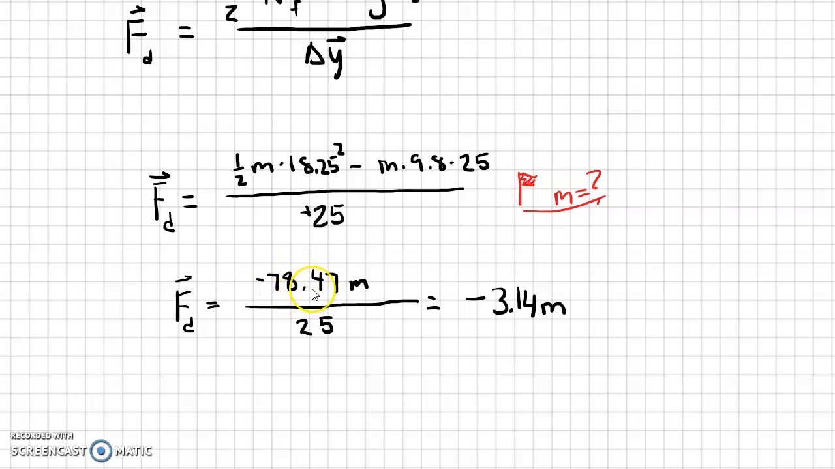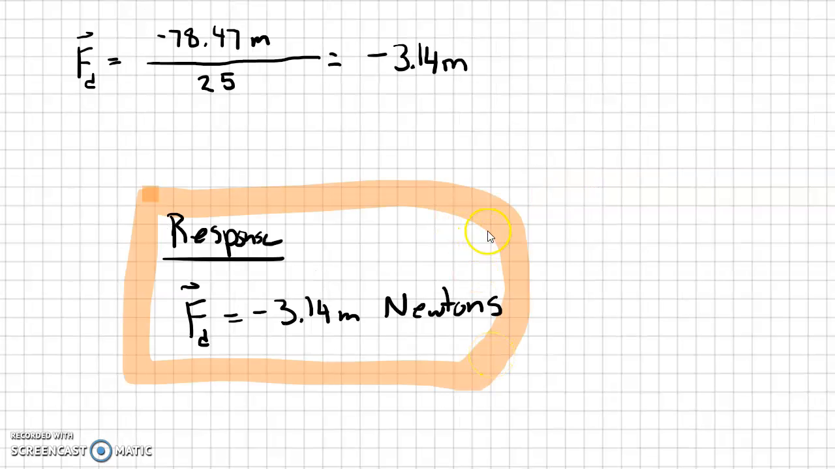So I do actually end up calculating this out, do the math on the top, and you get this number here times m. Now this is not a unit, this is a variable, and we're going to divide that by 25, which turns out to be a negative 3.14 m. And again, m is not a unit, m is mass. A couple little details here: due to the fact that the drag force is upwards and we call down positive, that means this is going to be a negative direction.